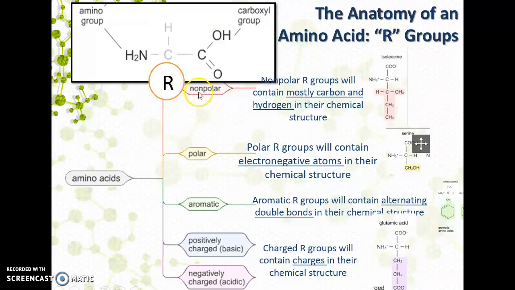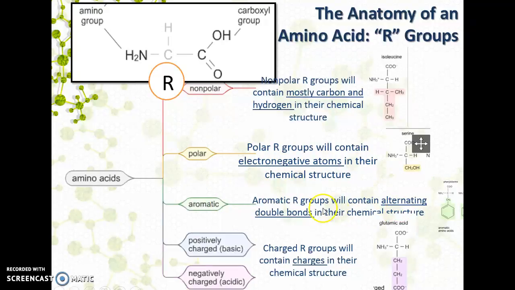So some of them will have a non-polar R group. These contain mostly carbon and hydrogen in their chemical structure. Isoleucine is an example of that, so it has the amino group, the carboxylic acid, but if you look at that R group, it's mostly hydrogen and carbon. Polar R groups will contain electronegative atoms, so you'll typically have oxygens, nitrogens, fluorines. Serine is an example of that. It has that OH hydroxyl group that makes it electronegative and makes it polar.